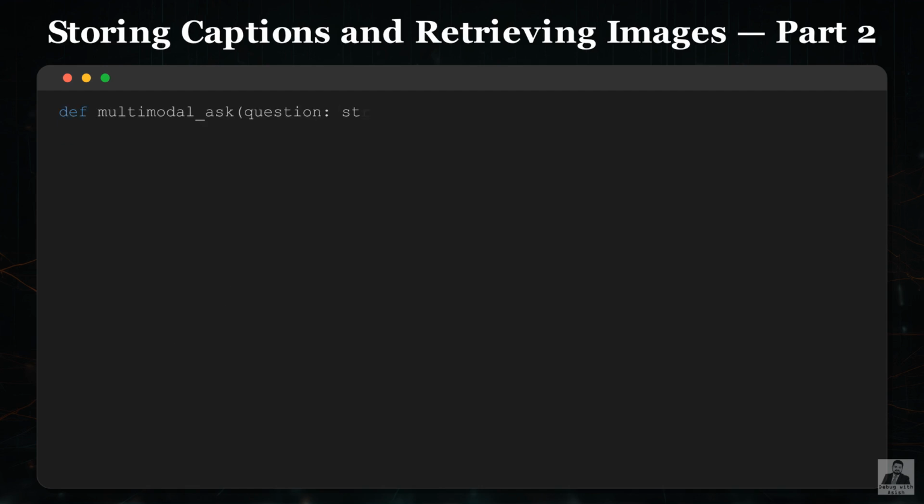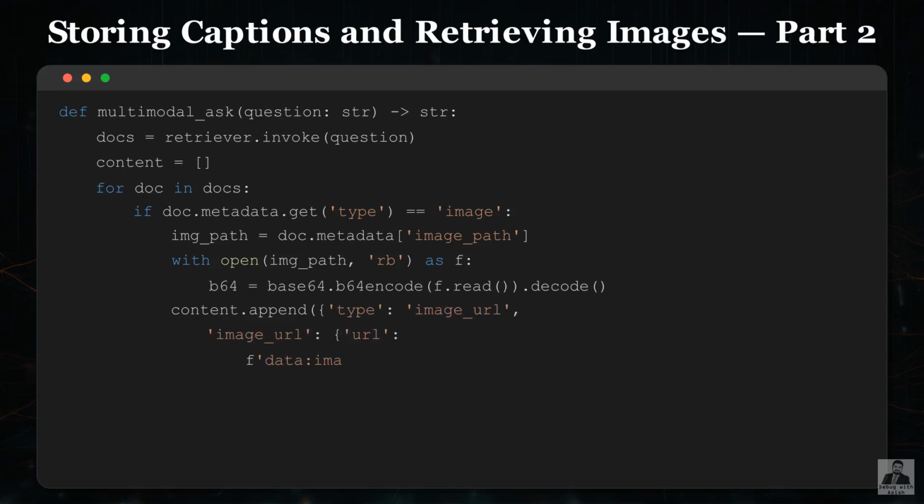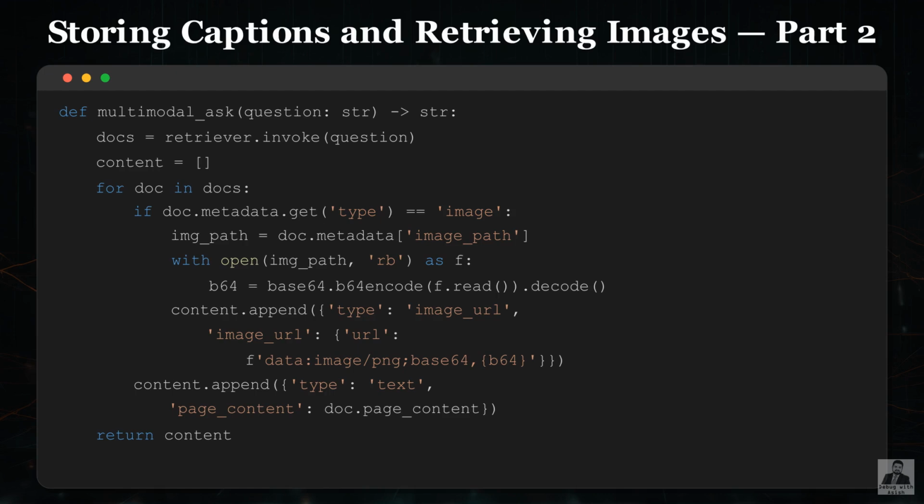When a retrieved document has the image type flag in its metadata, we load the image from disk, encode it as base 64, and add it to the message content list as an image URL block. Text documents are added as text blocks. The final message content list contains a mix of text chunks and raw images. When we pass this to GPT-4o, it can read both the text context and directly examine the images, giving it the richest possible context for answering visual questions.